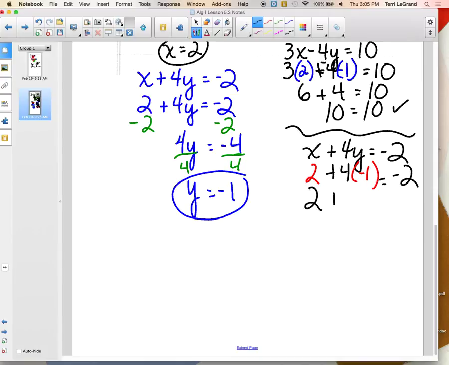Two is 2. 4 times negative 1 is? Negative 4. So 2 minus 4 equals -2. So 2 plus a negative 4, or 2 minus 4, is negative 2. Equals -2. Check. Moving on. Check. That's your favorite thing to say, right? Okay, and we got it?